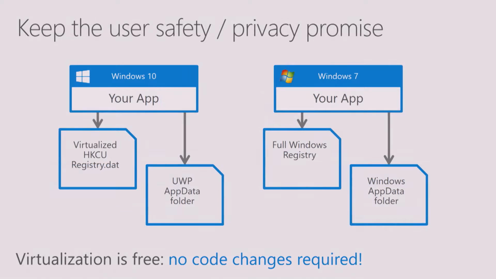We're going to see that. So just to simplify, on Windows 7, you will have full access to the registry, so no change to your code, and you will have access to an app data folder. But on Windows 10, it will be virtualized, meaning that your application won't know it's going to be virtualized, but it will be the case. And for us, it's then simpler to uninstall your application without touching anything on the system. So it's free. You don't need to change your code. You don't need to take into account the Windows 10 platforms.